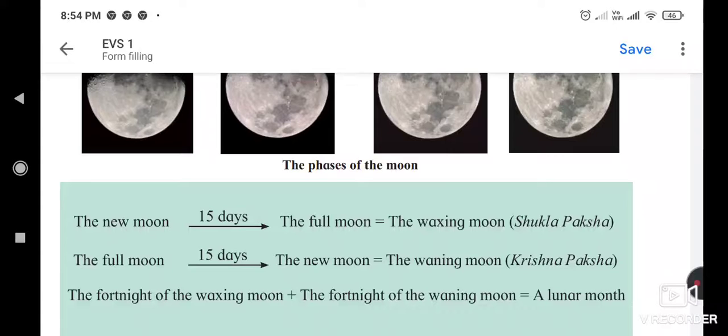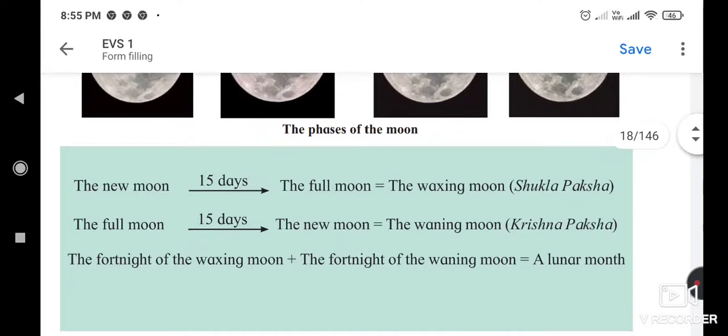Here we have the new moon, and after 15 days a full moon, a waxing moon, Shukla Paksha. We consider this as Shukla Paksha, meaning from new moon day to full moon day, the duration of 15 days is referred to as Shukla Paksha, and from full moon day to new moon, a duration of 15 days, the waning moon, is referred to as Krishna Paksha. The fortnight of the waxing moon and the fortnight of the waning moon contain one lunar month.